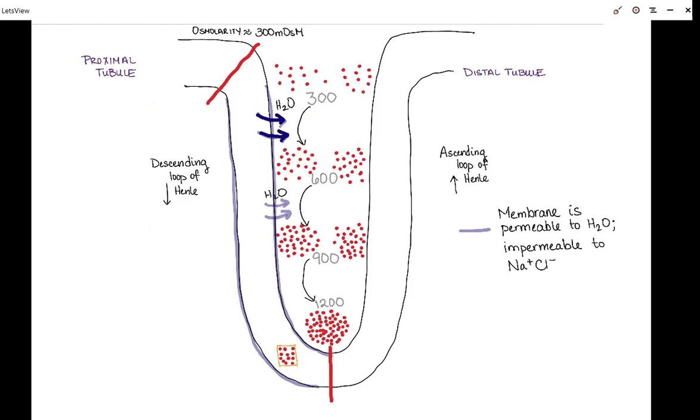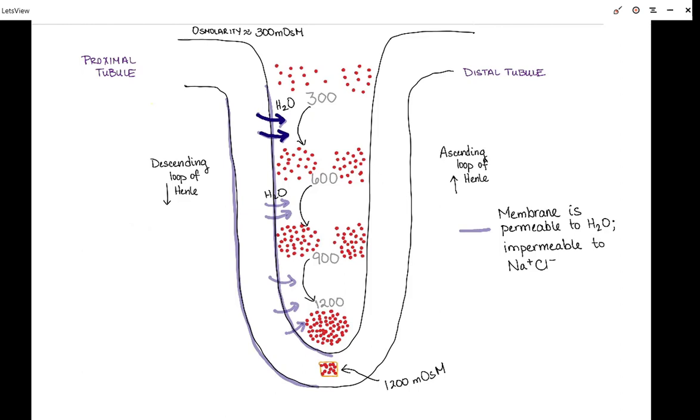But the osmolarity of the filtrate is going to match the osmolarity of the extracellular fluid. So I'm going to draw this one more time. More water is being reabsorbed. And now we have even a smaller box. So the osmolarity of filtrate, by the time it reaches the bottom of the loop of Henle here, is 1200 milliosmoles. And we have done a lot of water reabsorption.